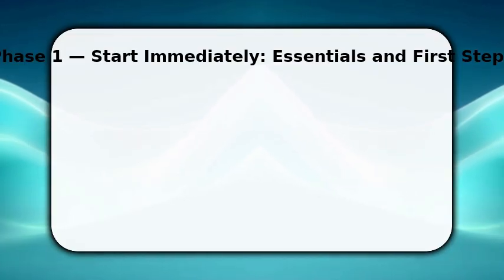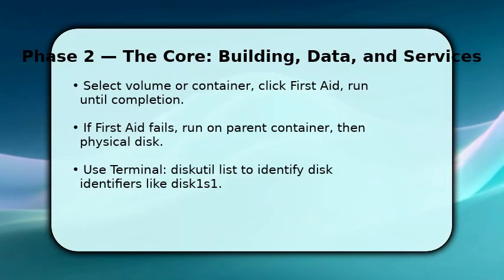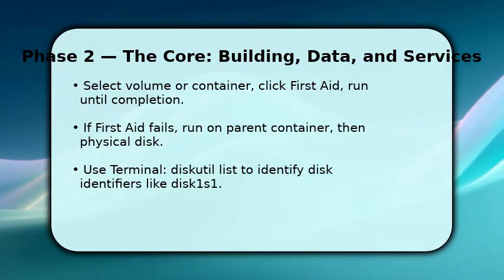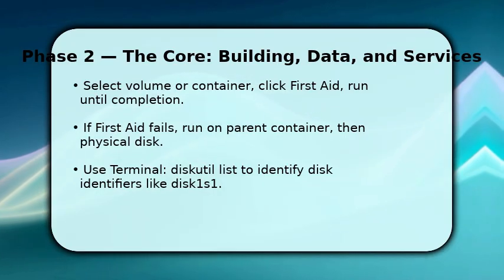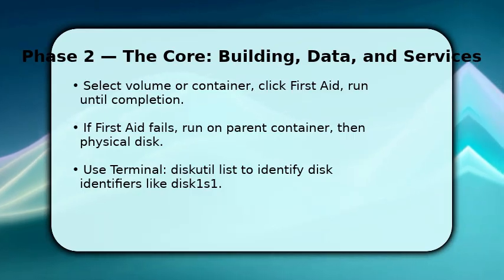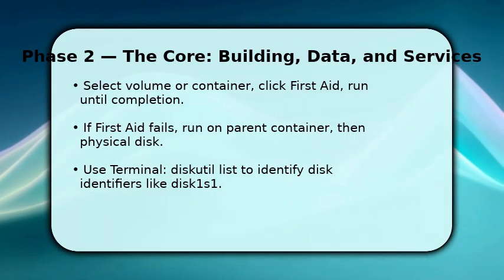You now run First Aid on the affected volume: select it, click First Aid, and let it complete. This checks and repairs file system metadata. If that fails, run First Aid on the parent APFS container and finally on the physical disk. Each level can fix different issues.